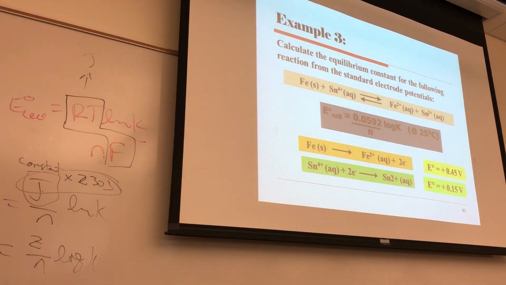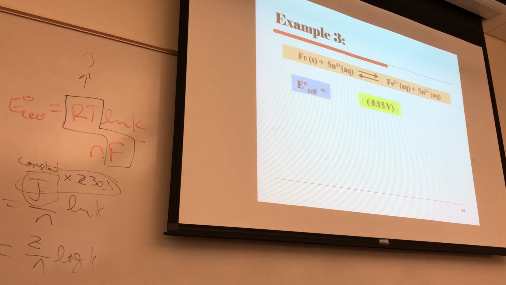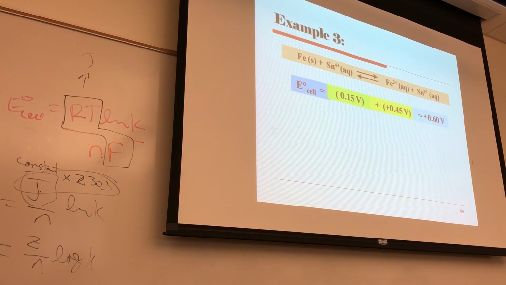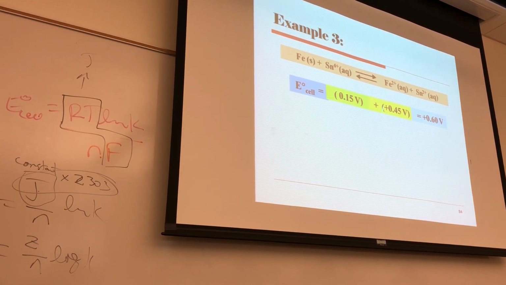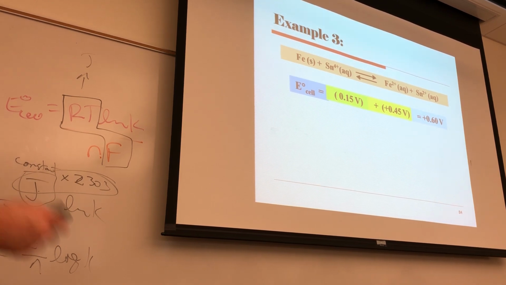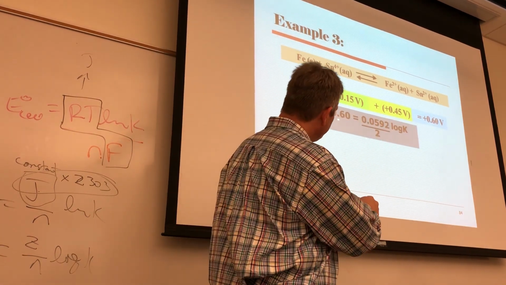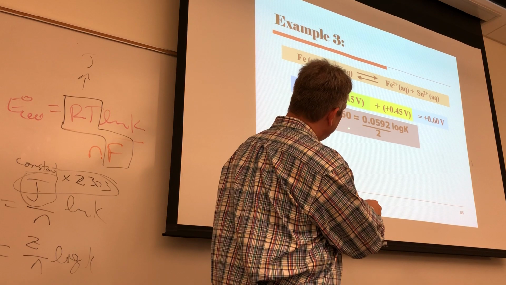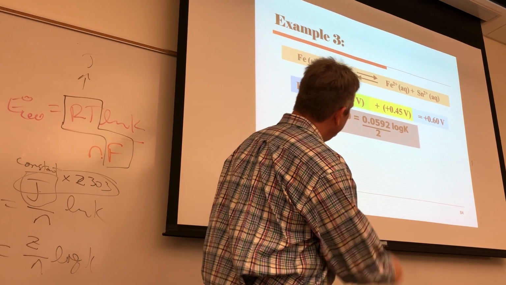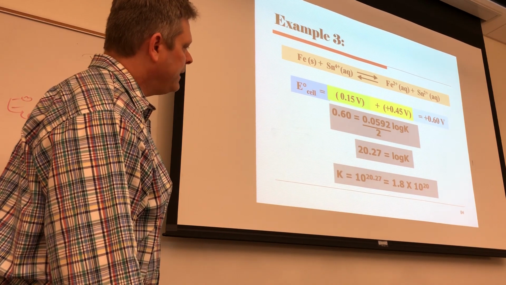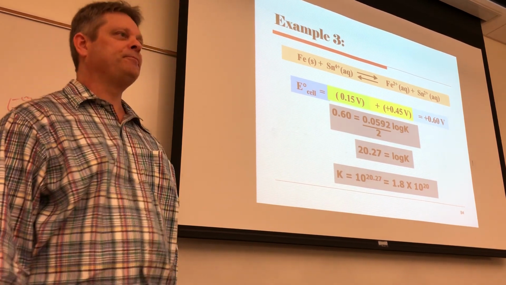Okay, so I get 0.60 volts here. And that's illustrated here. By the way, what are they doing here? Basically the book method. That's why they have the plus and the plus there. That's from a minus and a minus, which I told you don't worry about. Just add them together if you get them in the right direction. And there's the 2, so I put this times 2. I divide by 0.0592. I take the inverse of the log, and I get 1.8 times 10 to the 20 for K.